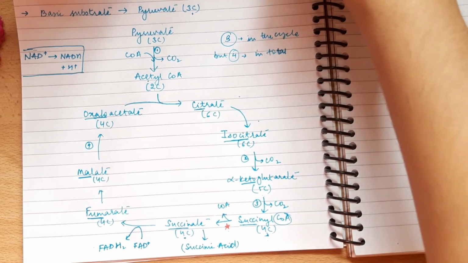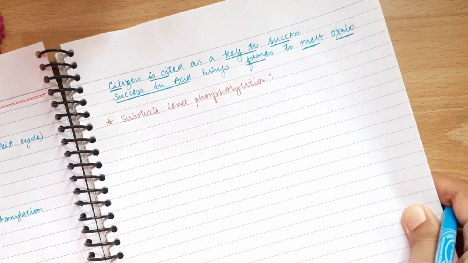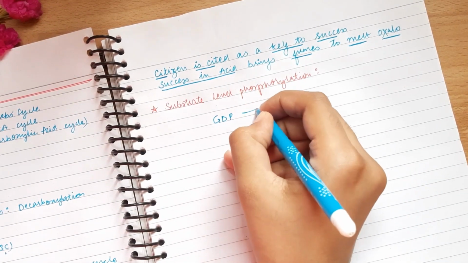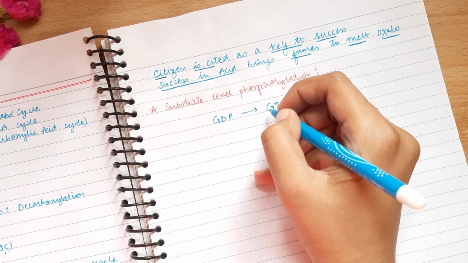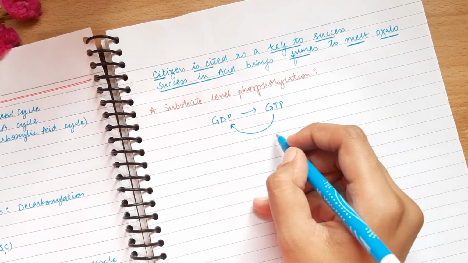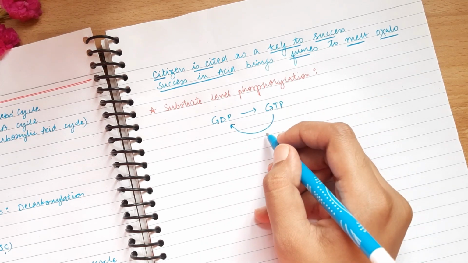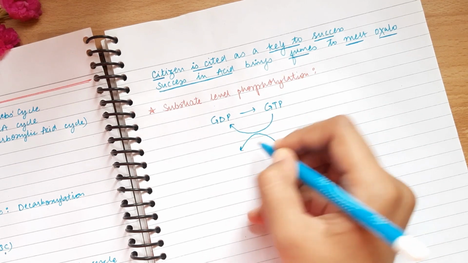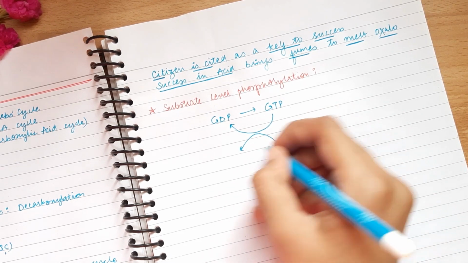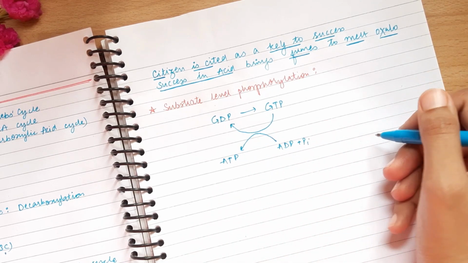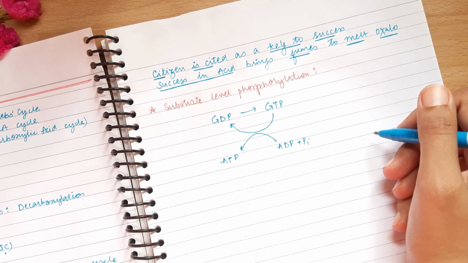Okay, now the substrate level phosphorylation, what I was talking about. So in this cycle, GTP is formed from GDP. As I told you in the definition earlier, either GTP is formed or ATP is formed when a high energy substrate is converted to a lower energy substrate and energy is released. And this particular reaction is coupled with the conversion of ADP to ATP. One molecule of ADP combines with an inorganic phosphate and forms ATP. So you see, in the cycle, ATP is also released.